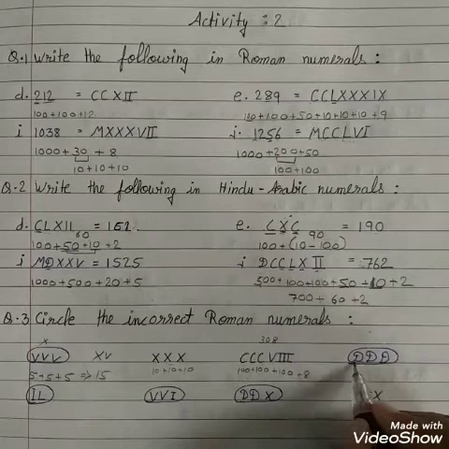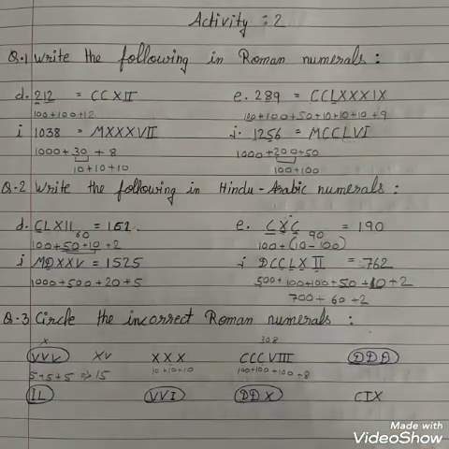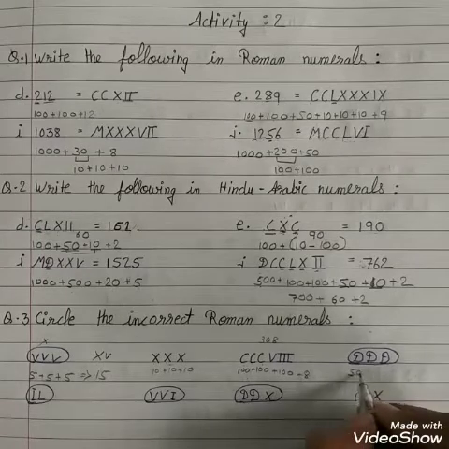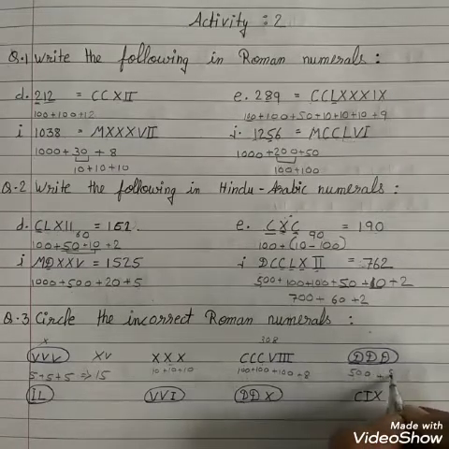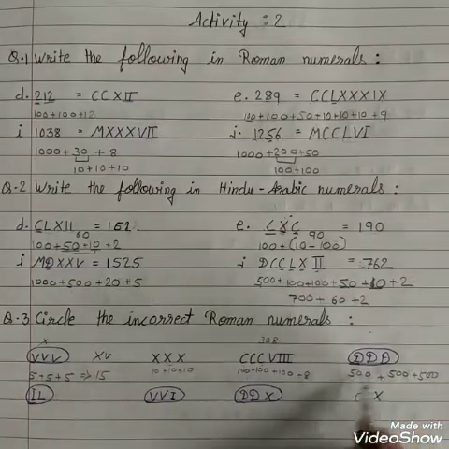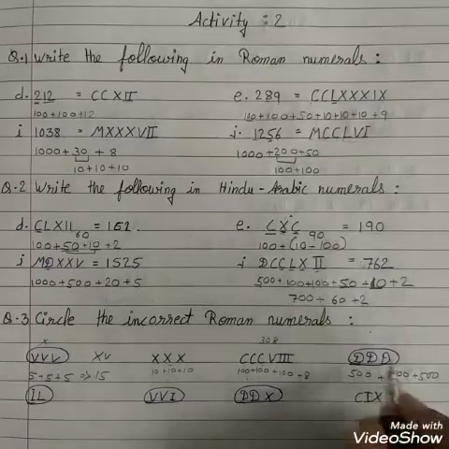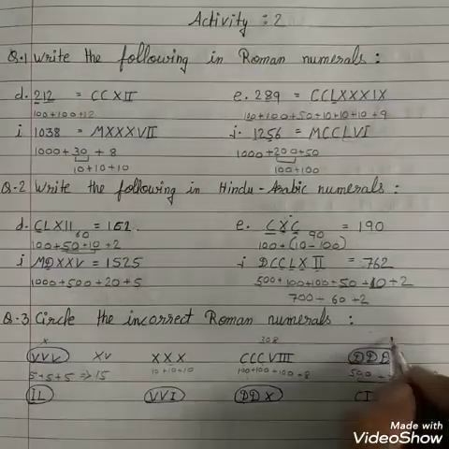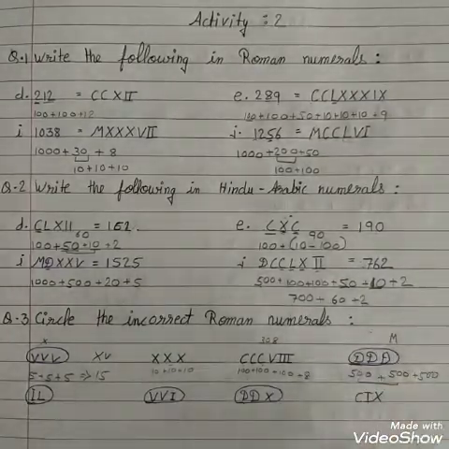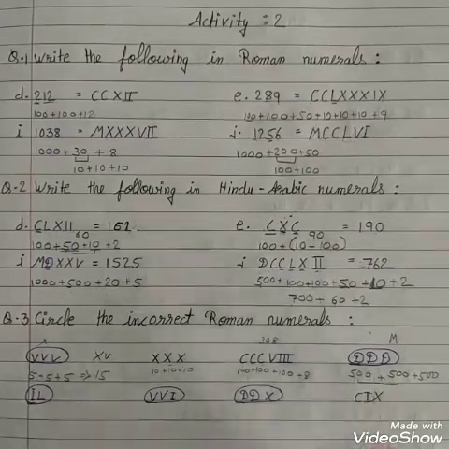Next we have DDD. If we write D, we always write 500, again 500, again 500. So students, why do we write 500, 500? We know that in Roman numerals we can write 1000. What can we write for 1000? M. So why will we write D, D, D again? Okay. So this is incorrect.